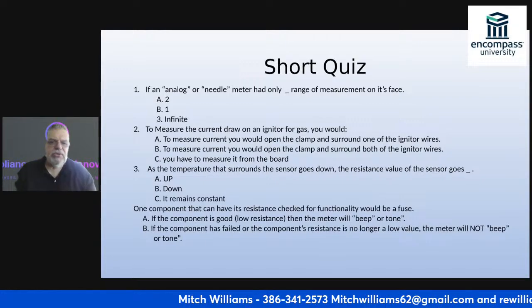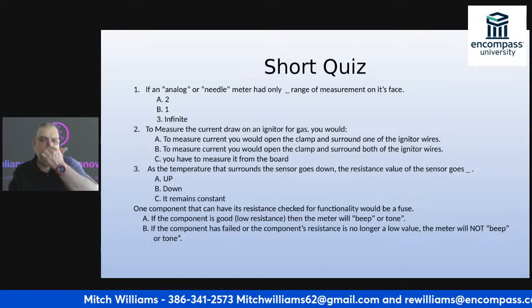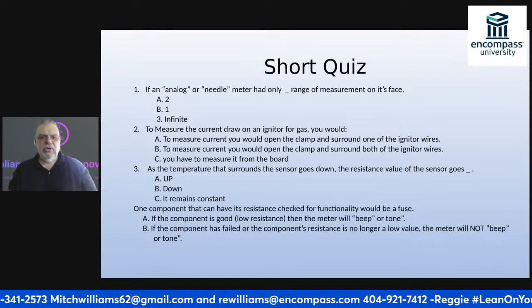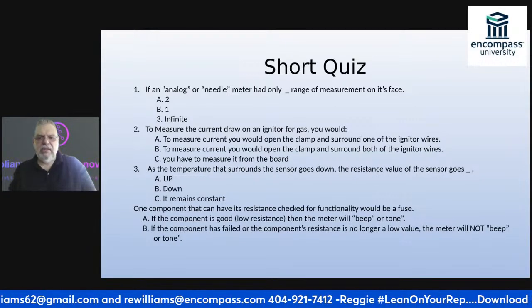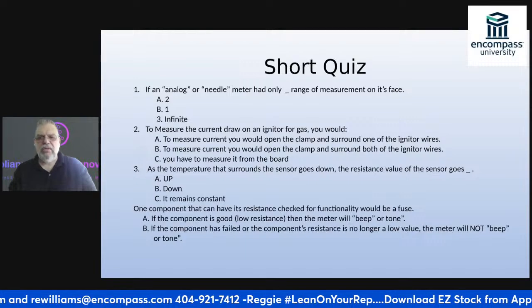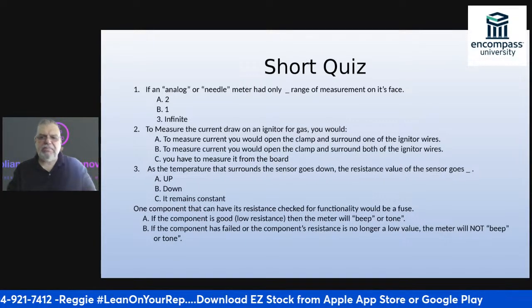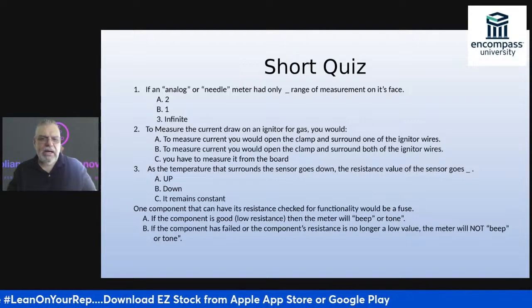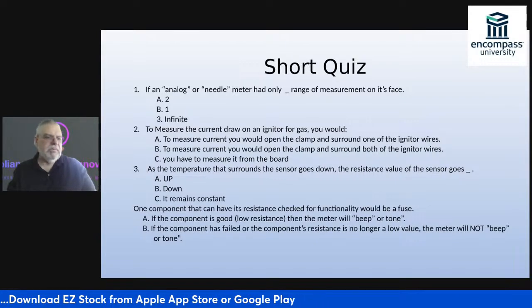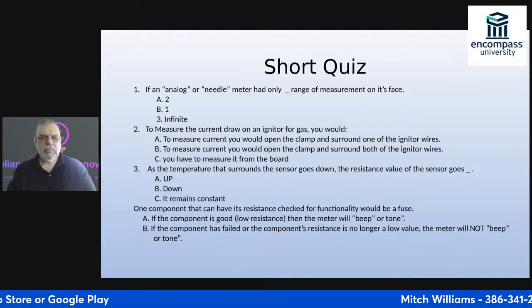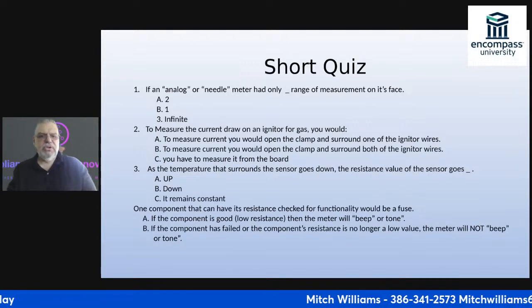Okay. To measure the current draw on an igniter, you would open the clamp and surround one of the igniter wires. Or, to measure the current, you would open the clamp and surround both the igniter wires. Or, you have to measure it from the board. Okay. Which is the answer? Question 2. What's the answer?